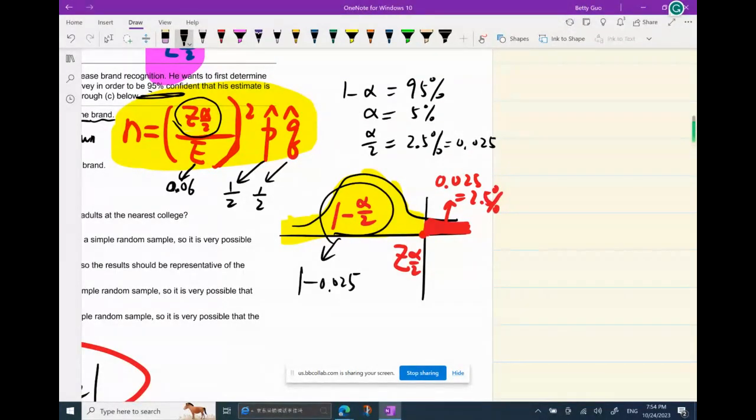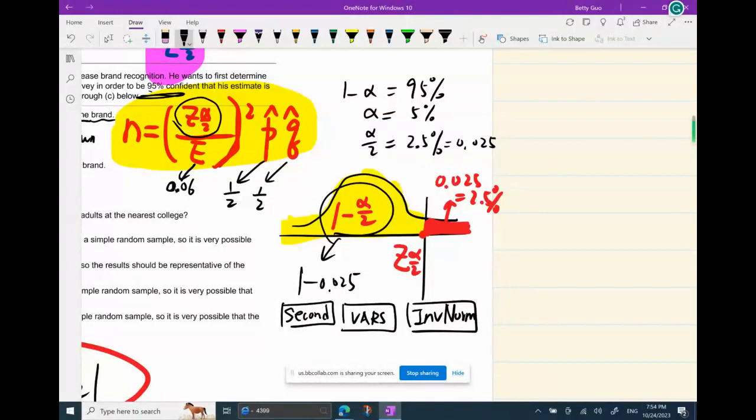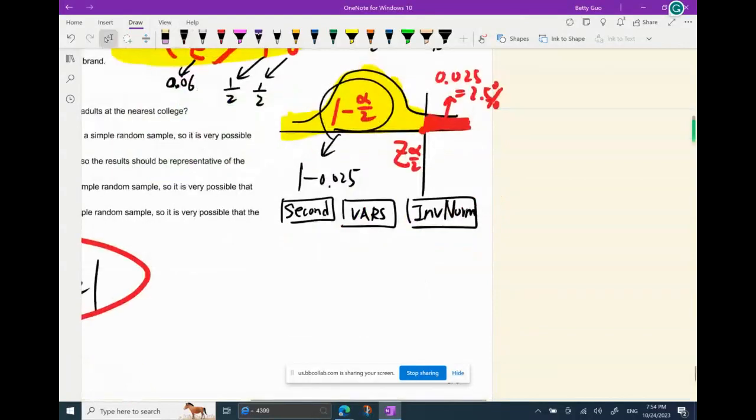Calculator ready? So we are going to go to second vars and then select the function inverse normal. Okay, guys, let's go there. Turn on the calculator. We go to second vars. In the distribution menu, we are going to select inverse normal. And now you're going to see a menu, a bunch of things that you need to enter values for.